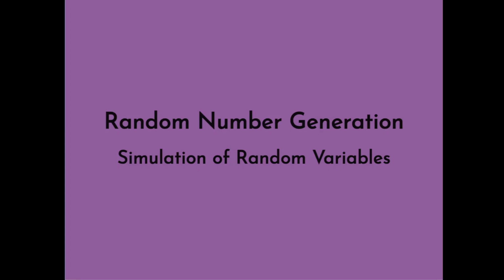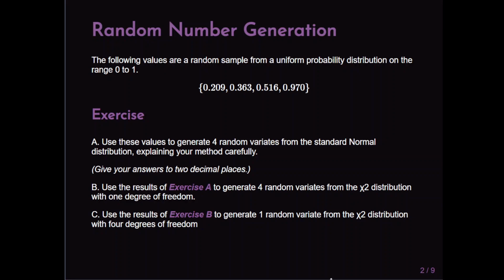Okay, in this presentation we are going to look at random number generation. So essentially the exercise here is to simulate some random variables that are drawn from certain probability distributions. We start off with this set of values. Let me read that out. The following values are a random sample from a uniform probability distribution on the range of 0 to 1.